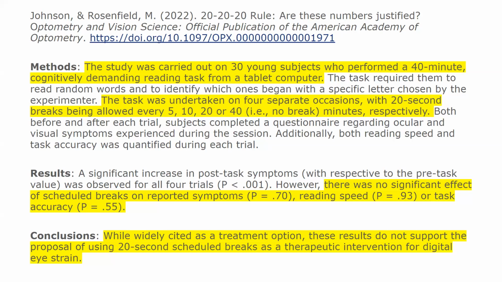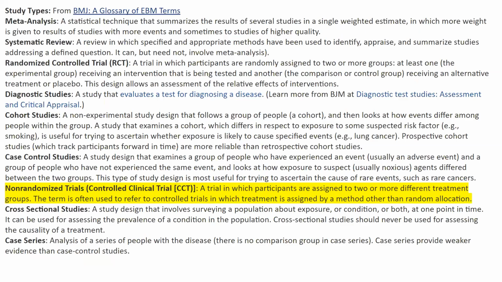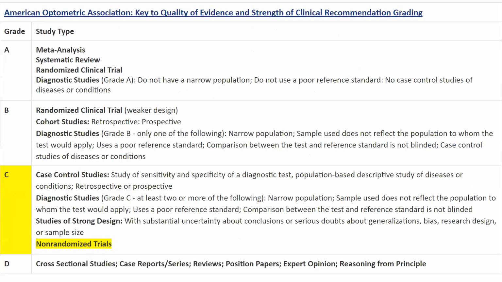To determine what type of study it is, let's look at the methods section where it states, "this study was carried out on 30 young subjects who performed a 40-minute cognitively demanding reading task from a tablet computer." It sounds most like a non-randomized trial, and it would be grade C evidence according to the AOA Clinical Practice Guidelines.